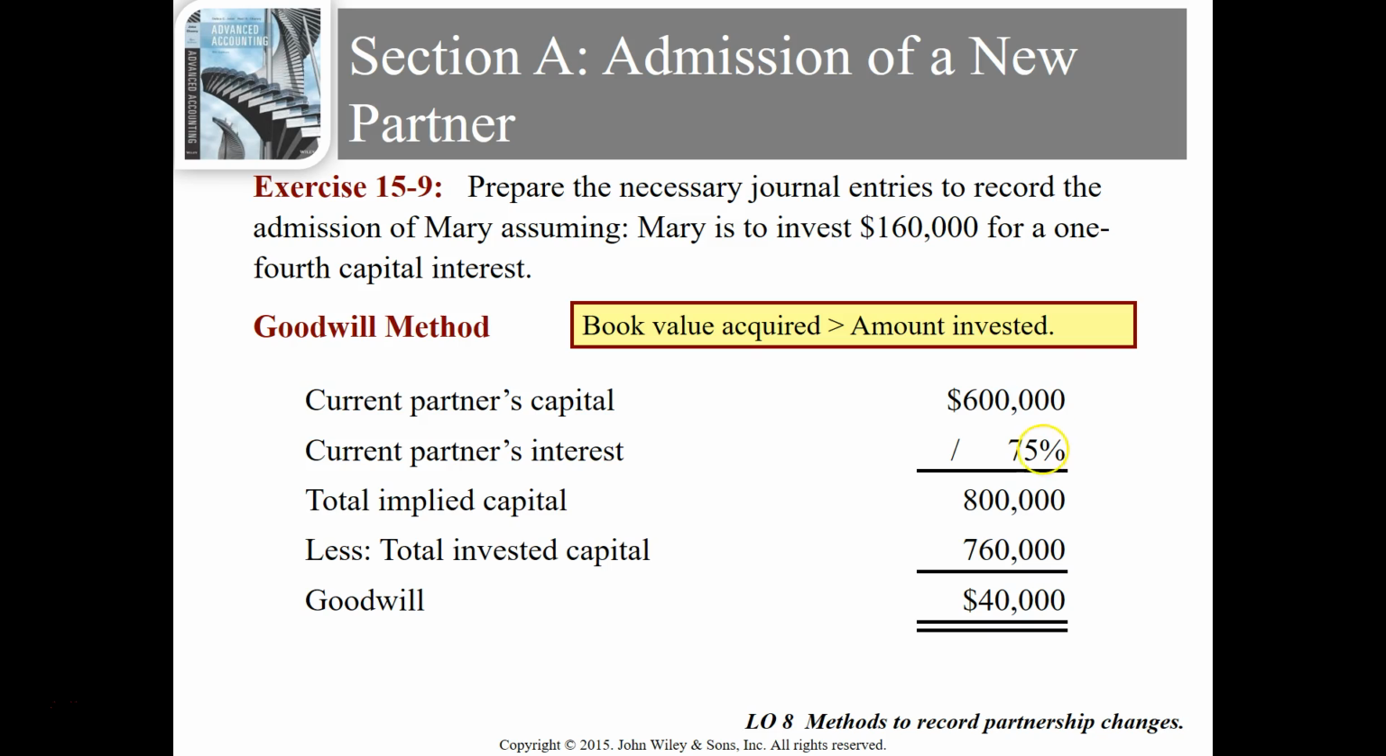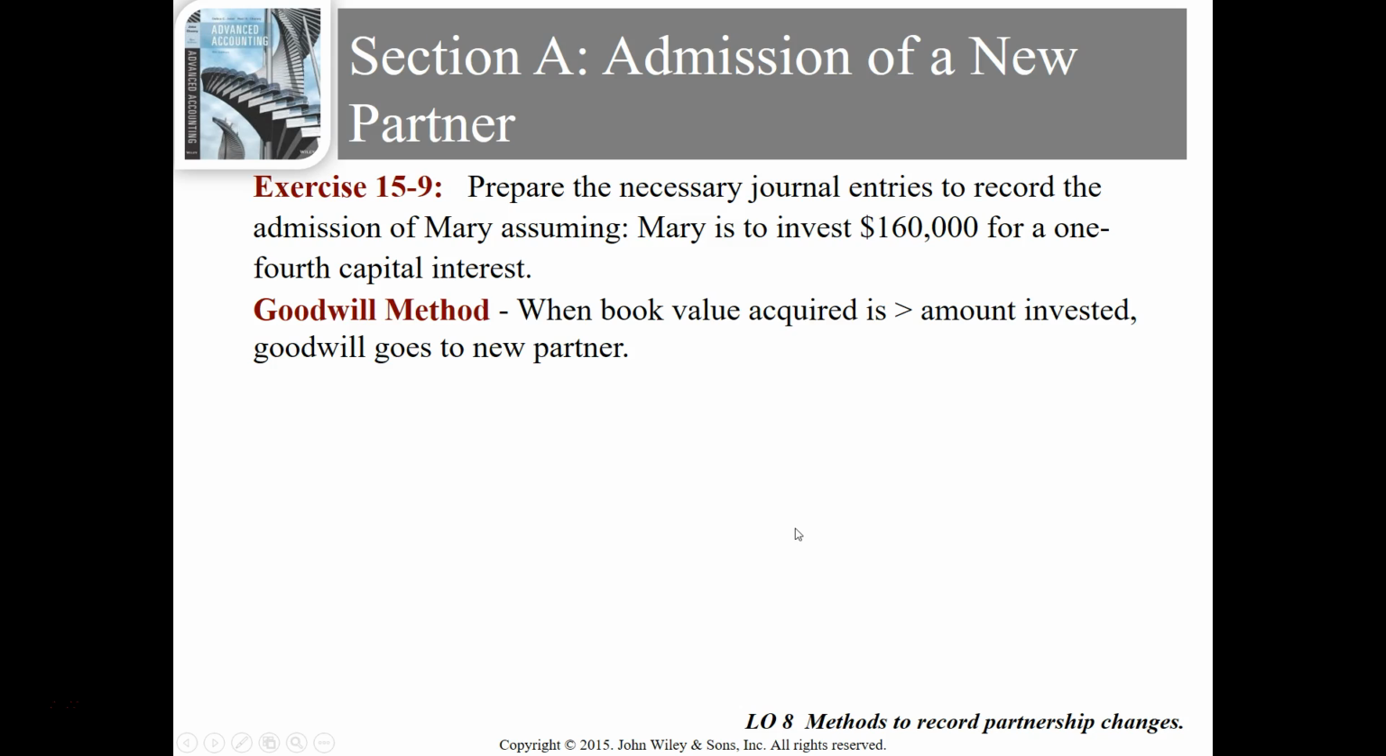And the reason why we do that is, if I was to show you 1/4, 25%, you'd see that there would be a negative goodwill situation. And that wouldn't make sense for anybody to enter into. So the total implied capital is $800. The total being invested between Mary and the old partners is $760. The goodwill is $40. This goodwill is going to be brought in and recorded to Mary. We'll debit cash of $160, goodwill of $40, and Mary capital $200,000.